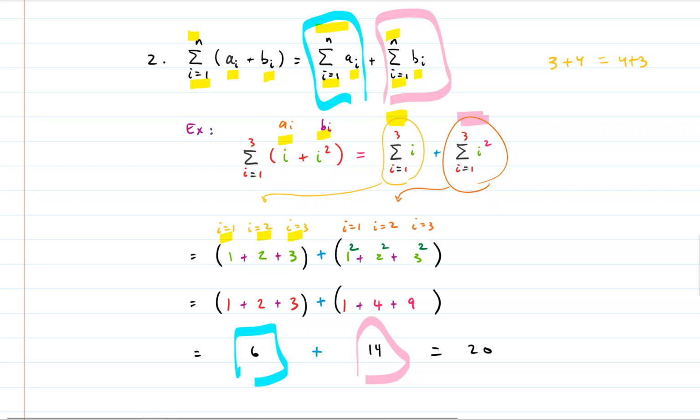Now let's add these separately. So I have 1 plus 2 plus 3, which gives me 6. And I have 1 plus 4 plus 9, which gives me 14. Then I can just add 6 and 14, and I get 20. So the sum of this ends up being 20.